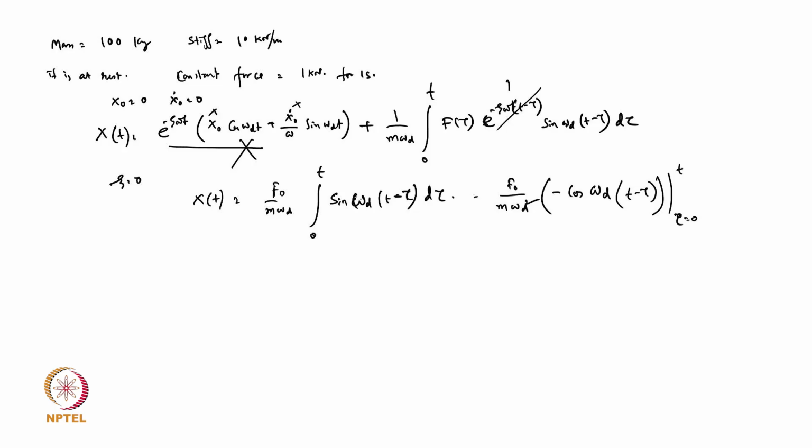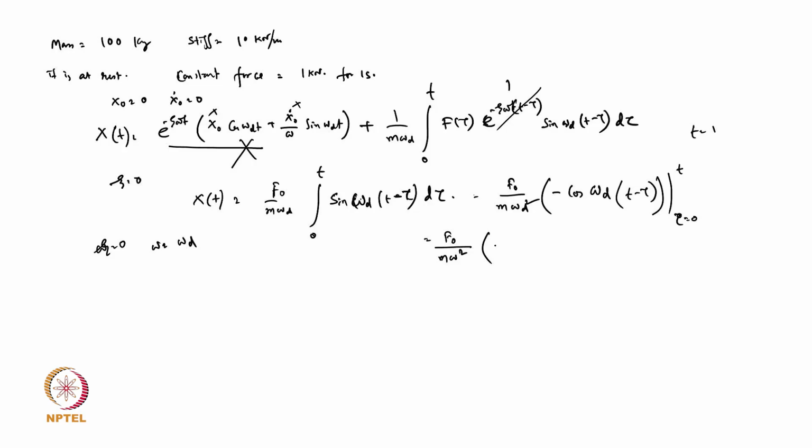That we can get. Now you can see that as xi is equal to 0, omega will be equal to omega t. So what can I say? f0 by m omega square into, and also t is equal to 1 because it is applicable for 1 second. So it just goes for 1 second.